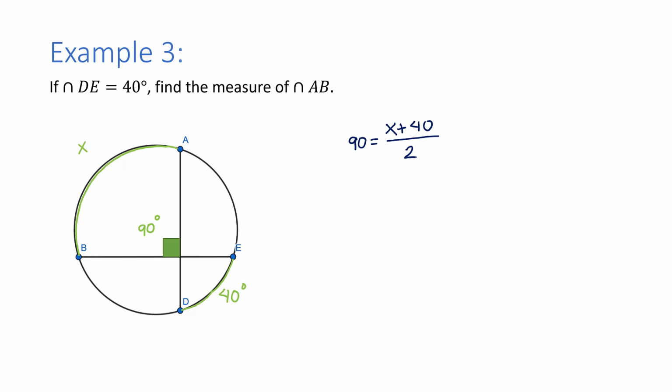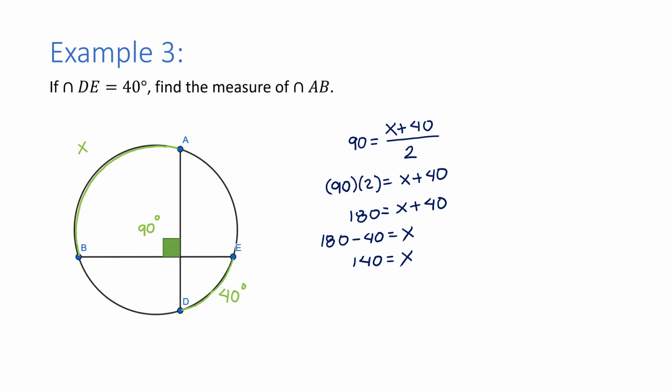We can clear for the missing value. So 90 times 2 equals x plus 40. 90 times 2 is 180. That's equal to x plus 40. We can pass the 40 subtracting. 180 minus 40 equals x. And 180 minus 40 is 140. That equals x. And x is representing arc AB. So arc AB is 140 degrees.